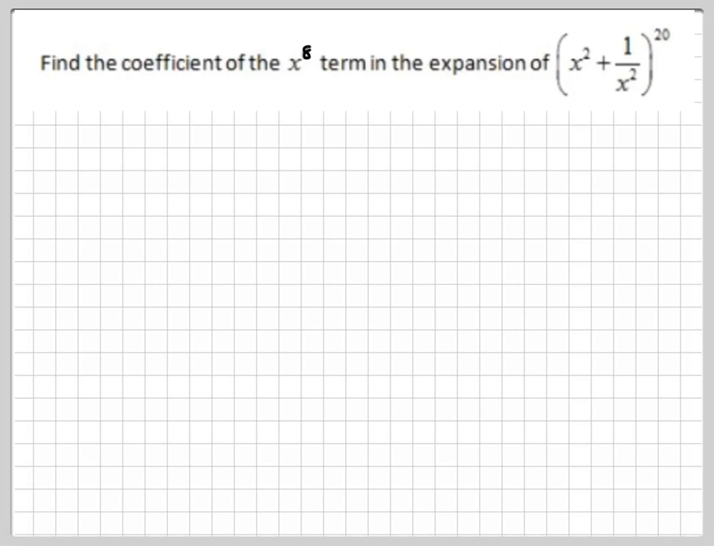Find the coefficient of the x to the 8th term in that expression. Goodness, it looks beastly, doesn't it? However, we won't lose our cool. No, no, no, because we're at school.